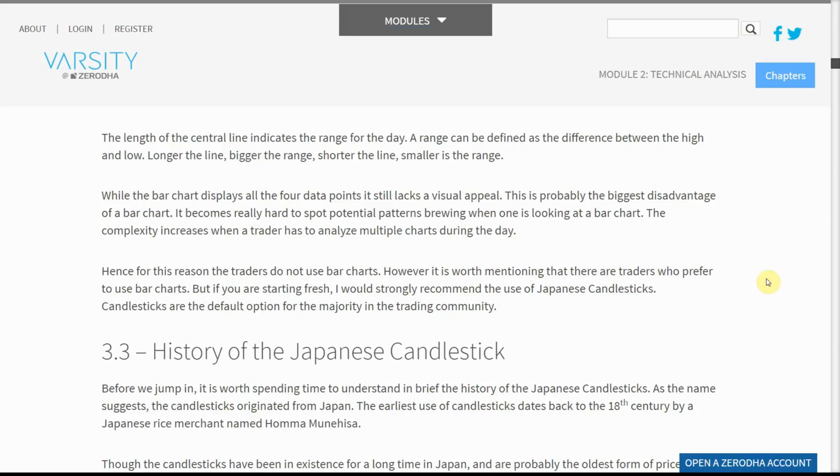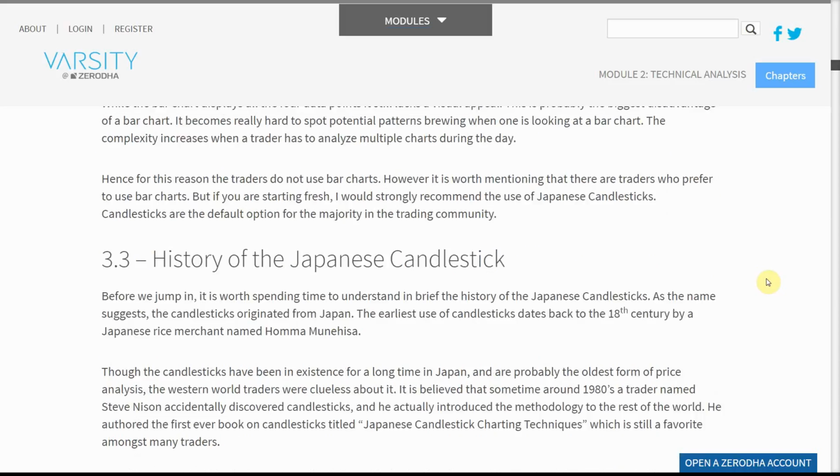However, it is worth mentioning that there are traders who prefer to use bar charts. But if you are starting fresh, I would strongly recommend the use of Japanese candlesticks. Candlesticks are the default option for the majority in the trading community.